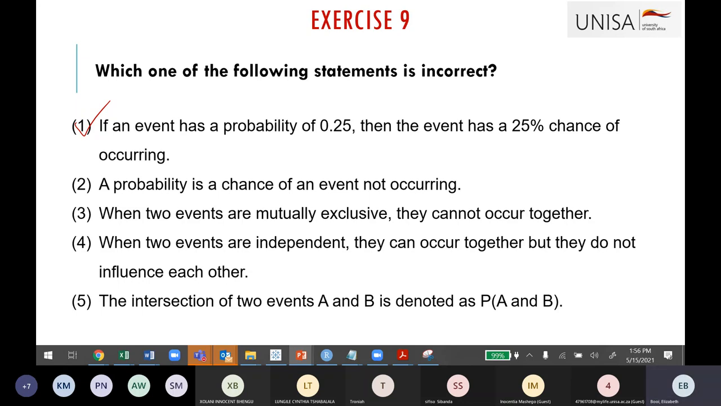Number 2: a probability is a chance of an event not occurring. That doesn't sound right. That is incorrect. Number 3: when two events are mutually exclusive, they cannot occur together. Is that correct? Yes, that is correct. Number 4: when two events are independent, they can occur together, but they do not influence each other.